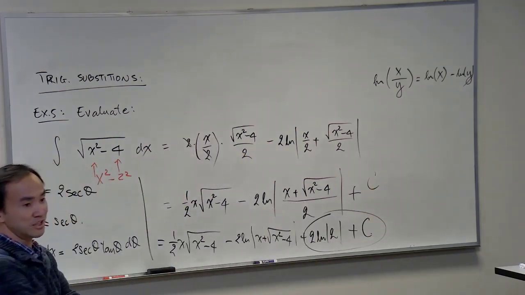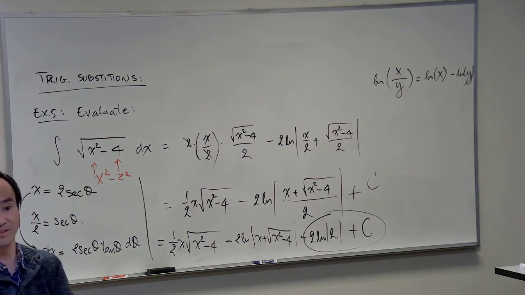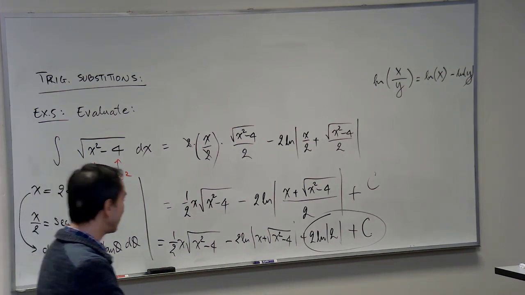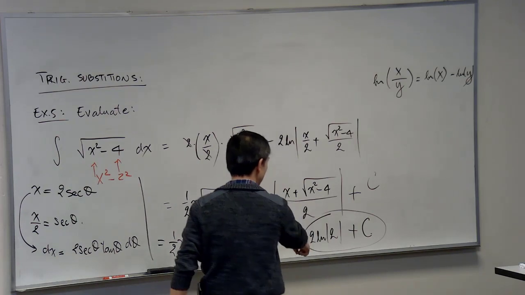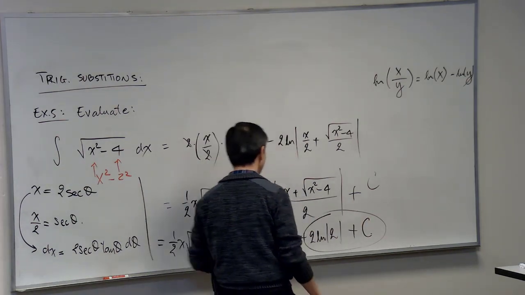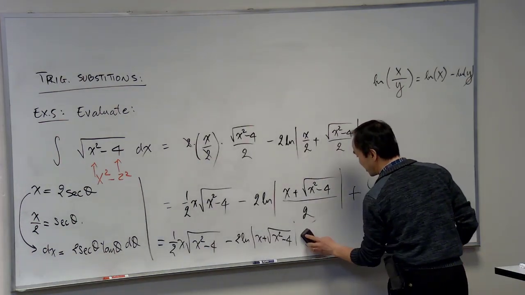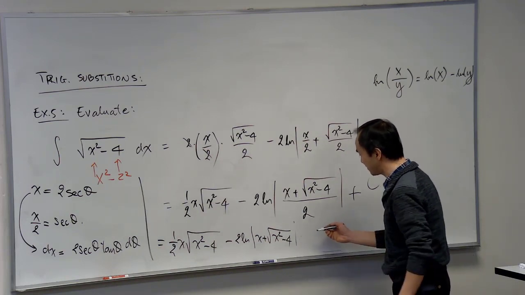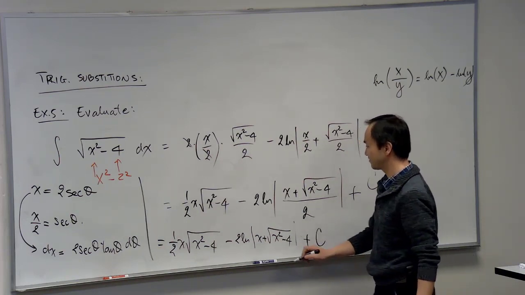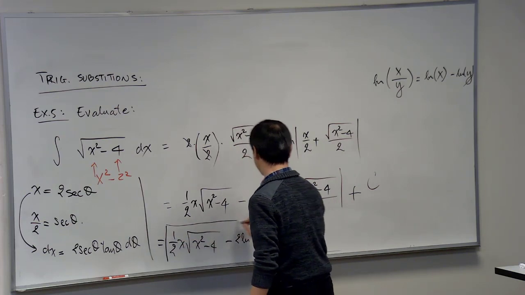There's a 2 natural log of 2. 2 is just another constant, isn't it? And so all together, you can just write your entire 2 natural log of 2 plus C right here as just one huge C. And you're done for your problem. Okay? That's what it is.